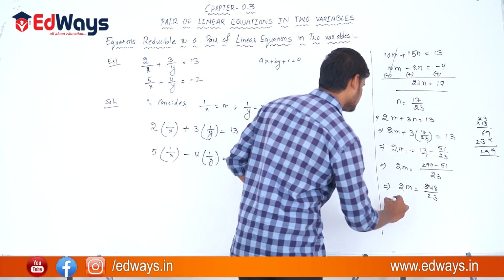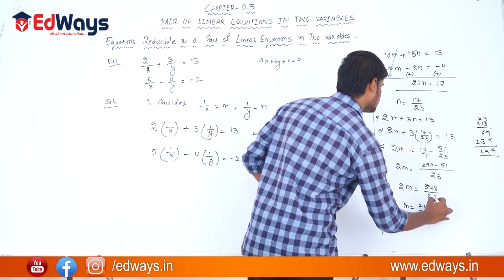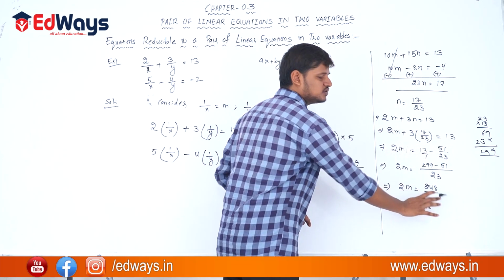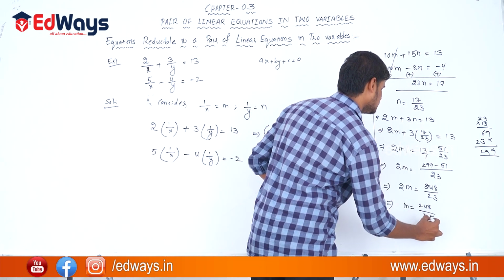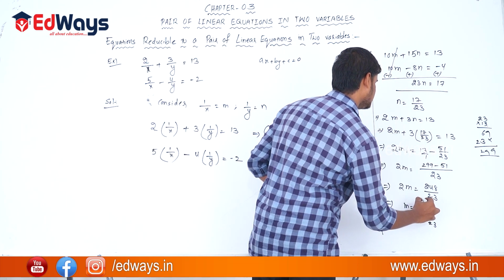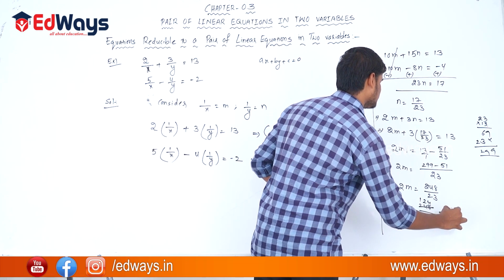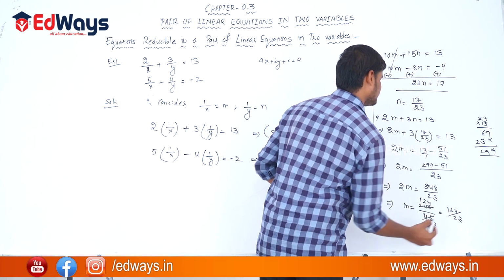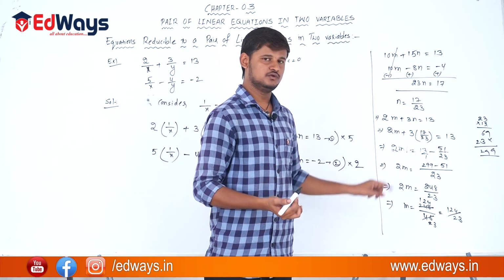So m is equal to 248 by 23 into 2. If I send this 2 to that side, 23 into 2 will be 46, right? And then 2 1s are, 2 2s are, 2 4s are, so that is 124 by 23. So now we got the m value and we got the n value.